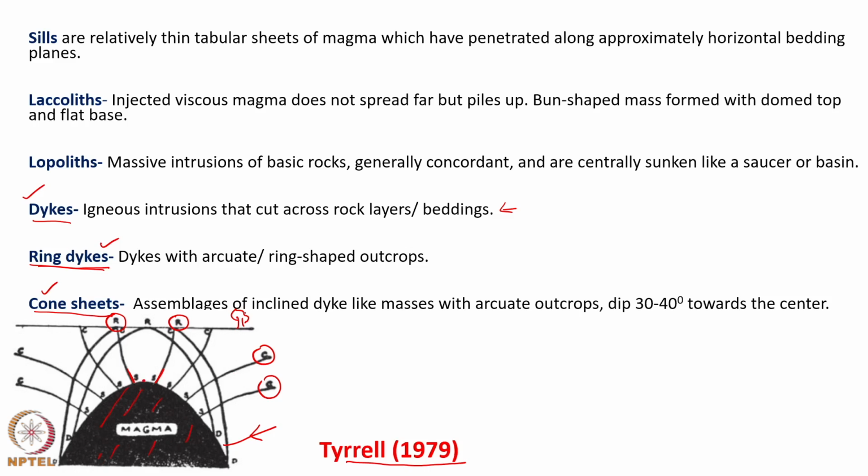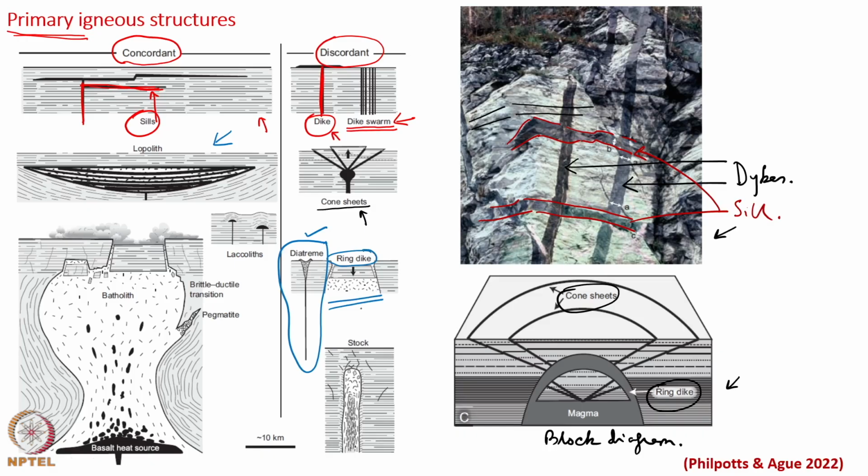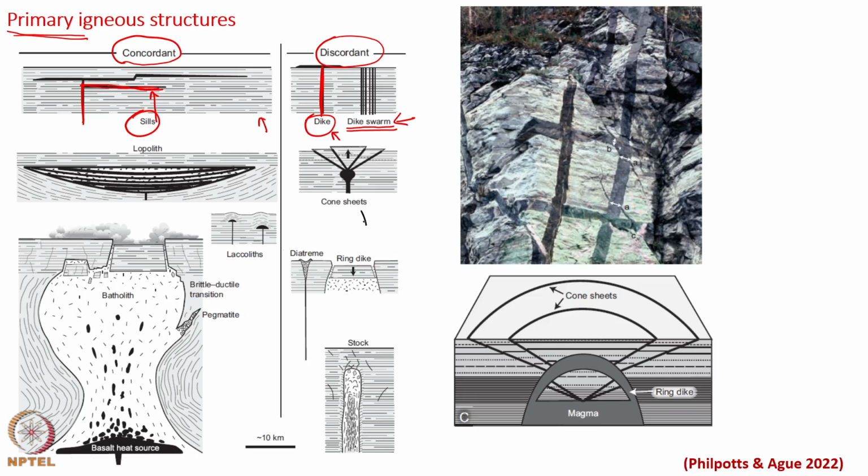What about the cone sheets? Cone sheets are assemblages of inclined dike-like masses with arcuate outcrops, and they dip 30 to 40 degree towards the center. If I draw a horizontal line, then this cone sheet here makes an angle of 30 to 40 degree. So, also here this angle is 30 to 40 degree. If I draw it in a horizontal line here, here is another sketch of a ring dike. Here is another sketch of cone sheet.